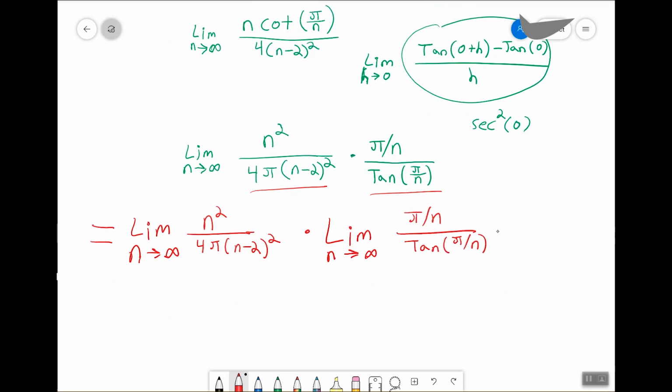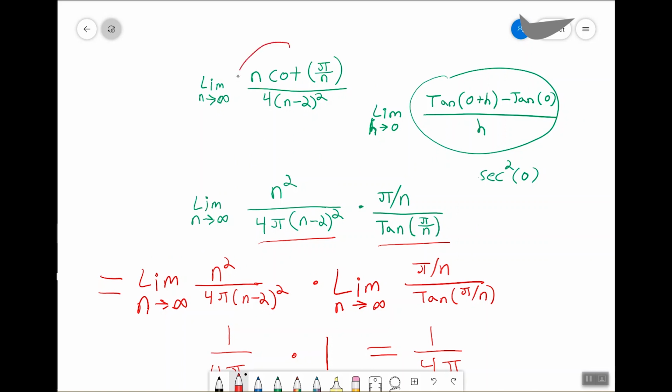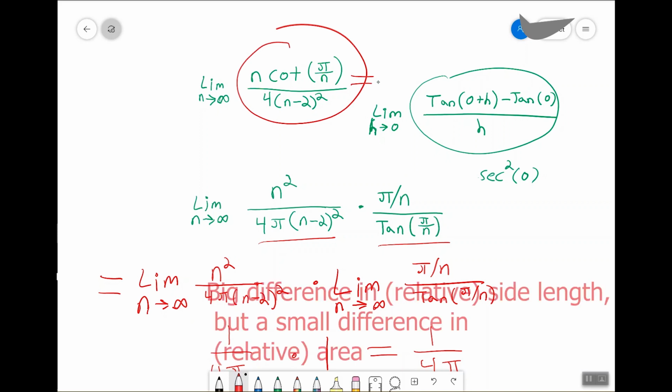And now that we know the limits of both of our factors, this becomes 1 over 4 pi times 1. So the limit of our equation here is 1 over 4 pi. That means the sum of the areas of the polygons from case A goes to infinity. I think that's really interesting, don't you? A million-sided regular polygon, known as a megagon, with sides nearly as small as 1/1,000,000th, has about the same area as a 1,000-sided regular polygon with sides of 1 over 999. That's a big difference in side length, but a very tiny difference in area.